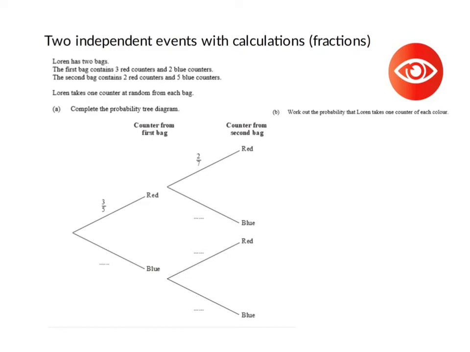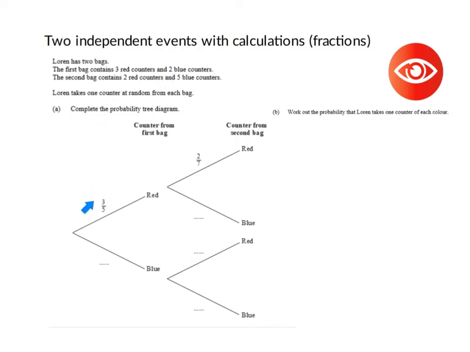We're looking at two independent events with fractions as the calculations as we go through. So it's very similar to the decimal method, it's just that we have fractions instead of decimals. So let's read through the question first. We've got two bags. The first bag contains 3 reds and 2 blue.